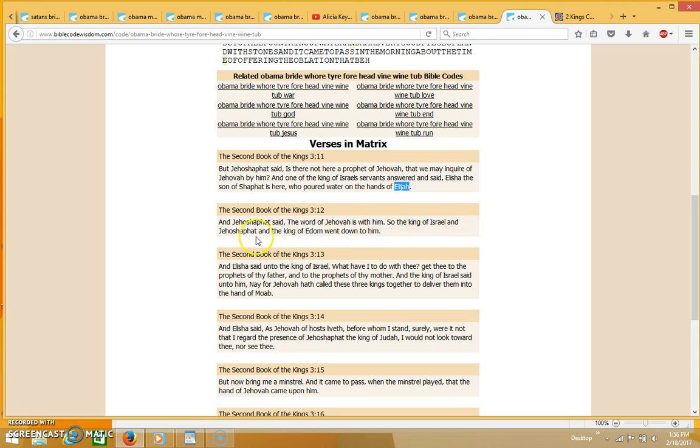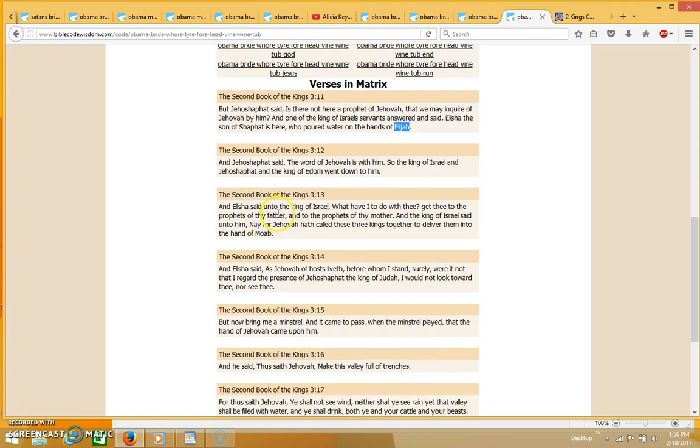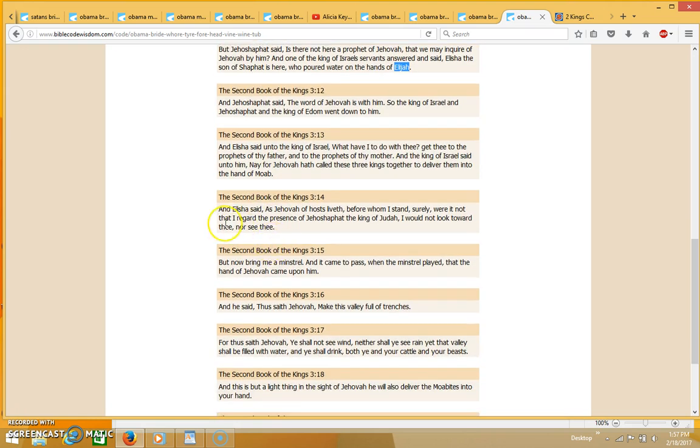So the king of Israel and Jehoshaphat and the king of Edom went down to him. And Elisha said unto the king of Israel, "What have I to do with thee? Get thee to the prophets of thy father and to the prophets of thy mother." And the king of Israel said unto him, "Nay, for Jehovah hath called these 3 kings together to deliver them into the hand of Moab." And Elisha said, "As Jehovah of hosts liveth, before whom I stand, surely were it not that I regard the presence of Jehoshaphat the king of Judah, I would not look toward thee nor see thee. But now bring me a minstrel."